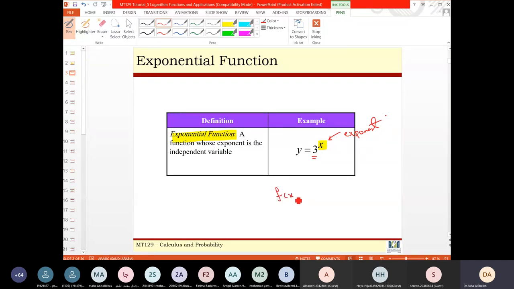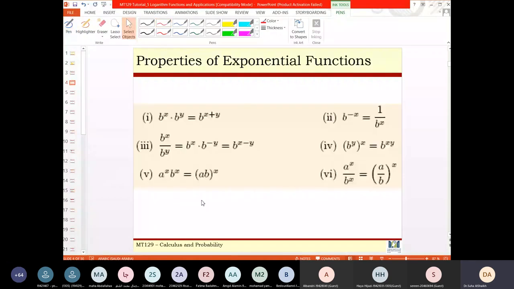Another example, if I have f of x, for example, equal to 2 to the power x. Another example, sometimes we call it f of x, sometimes we call it y. For example, if I have the function 1.3 to the power x, again, this is exponential function. For example, if I have the function y equal to 1 over 2 to the power x, this is again exponential function. The base is a constant number, and what is the thing that is changing? The exponent, which is the independent variable, x, that keeps on changing. It's the power. This is why we call it exponential function.